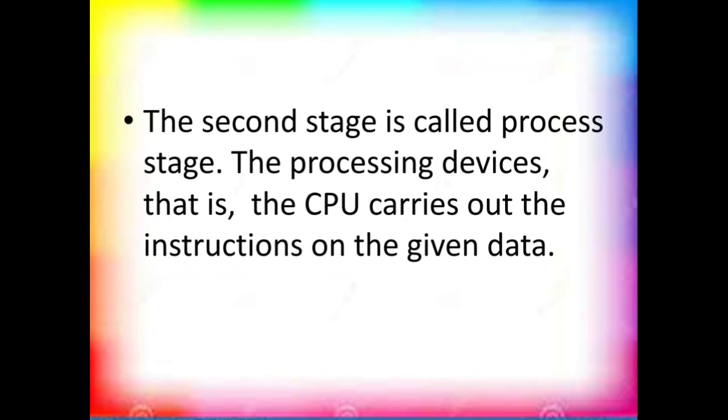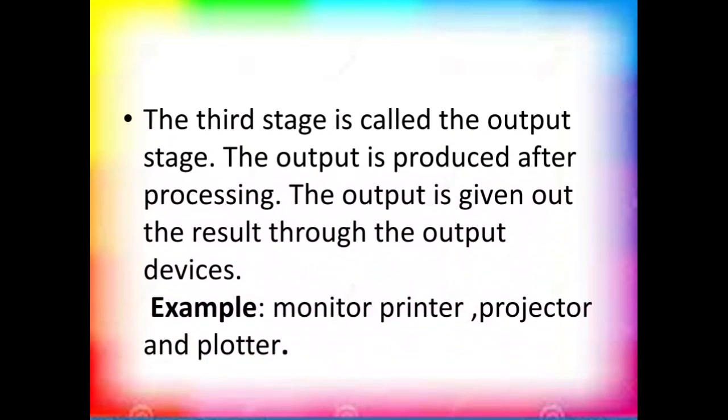The second stage is the process stage. The processing device, that is the CPU, carries out the instructions on the given data. We give the instructions through the input devices, and then it carries out the instructions. Example, CPU. The third stage is the output stage.